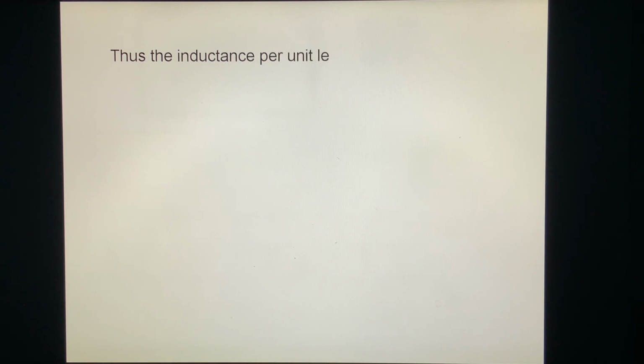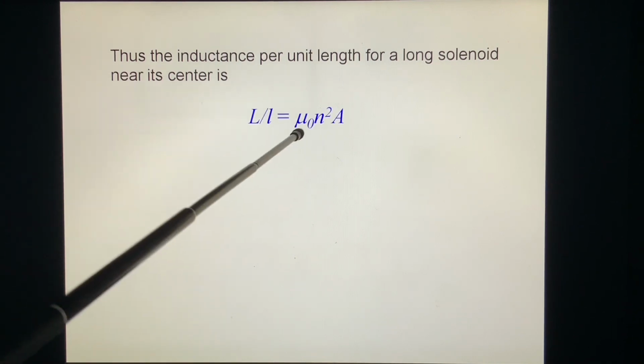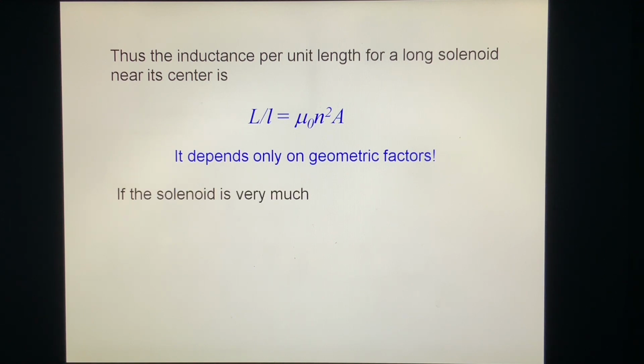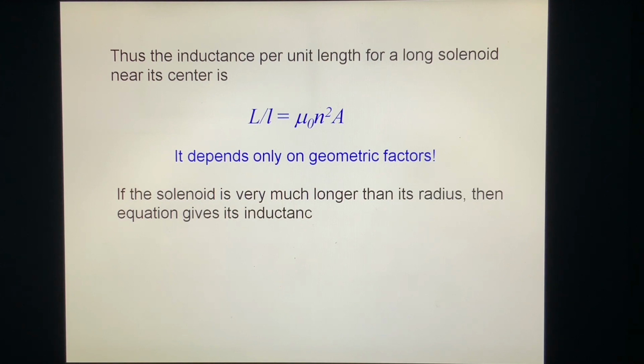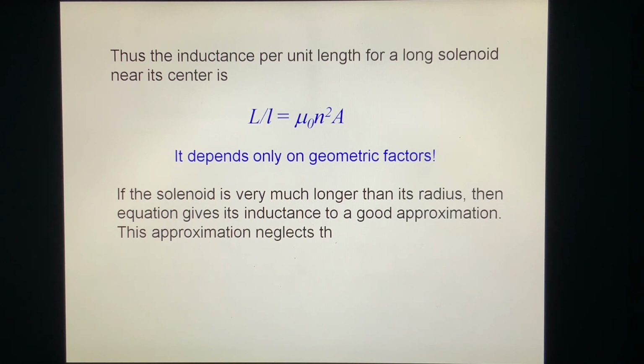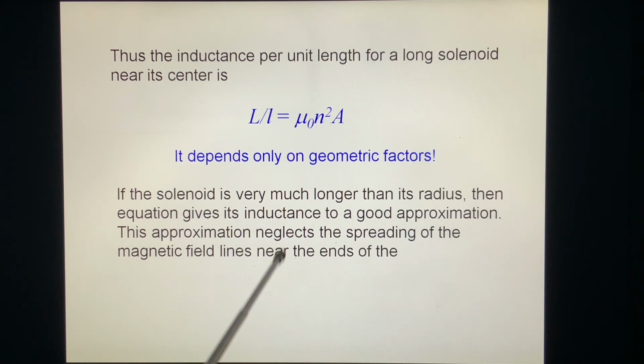Thus, the inductance per unit length for a long solenoid near its center is L over l equals mu 0 n squared A. It depends only on geometric factors, nothing to do with current. If the solenoid is very much longer than its radius, then this equation gives its inductance to a good approximation. This approximation neglects the spreading of the magnetic field lines near the end of the solenoid.